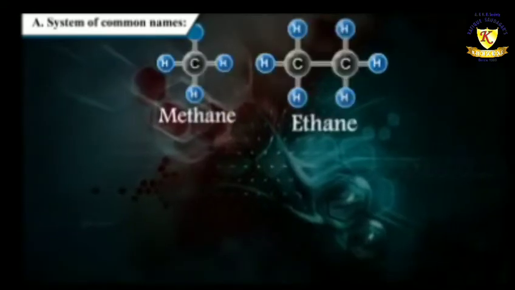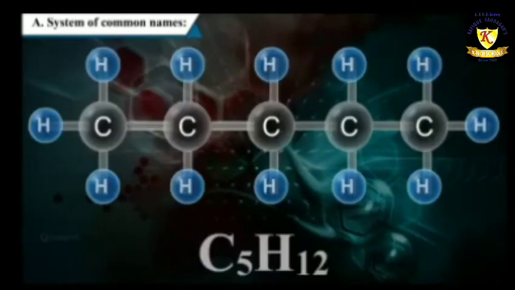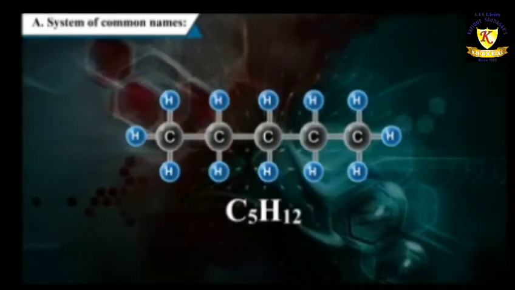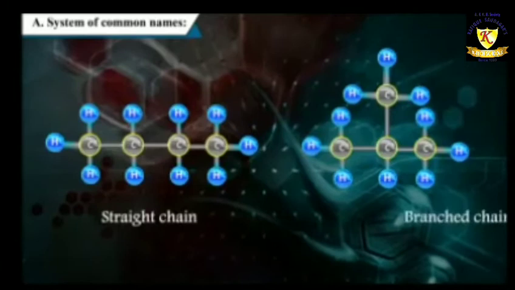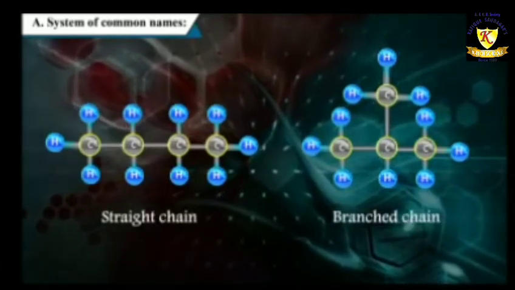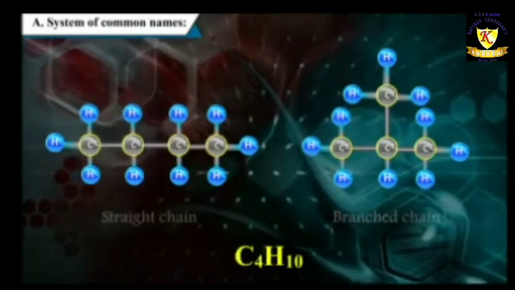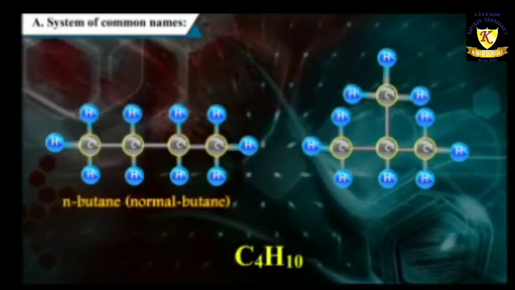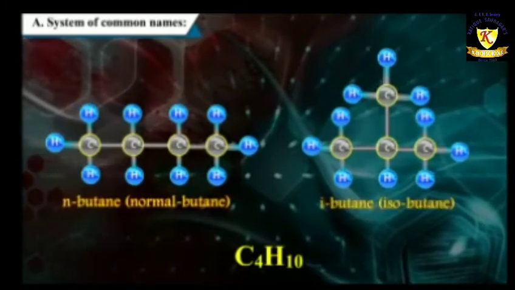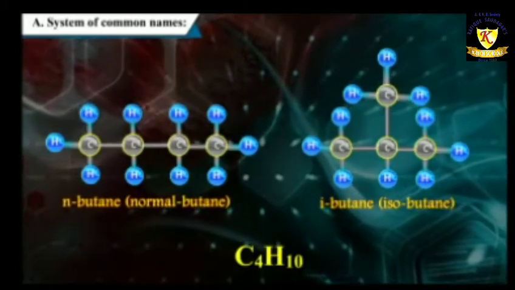For example, the sources of the names of the first four alkanes, namely methane, ethane, propane and butane, are different. The names of alkanes thereafter were given from the number of carbon atoms in them. Two isomeric compounds, having a straight chain or branched chain in their structural formula, are possible for the molecular formula C4H10. The difference and interrelationship between them was indicated by naming them n-butane, that is normal butane, and i-butane, that is isobutane. Understood, children?